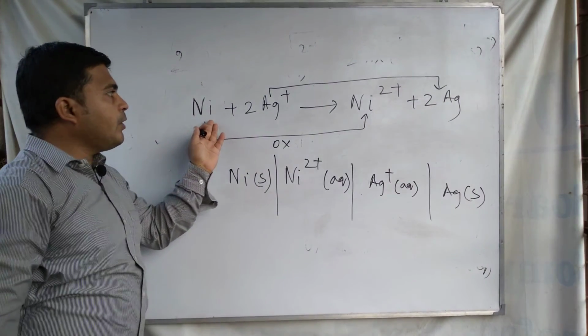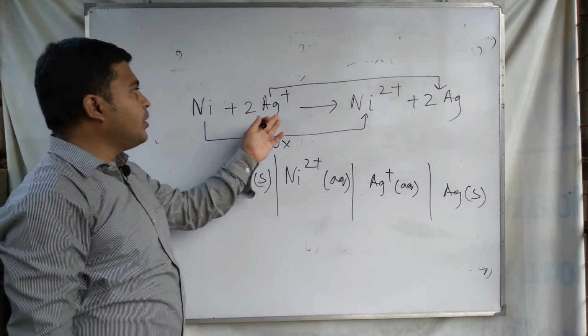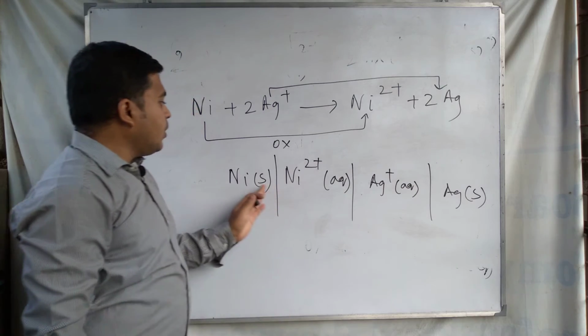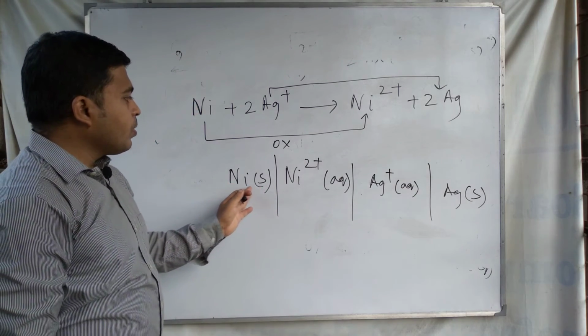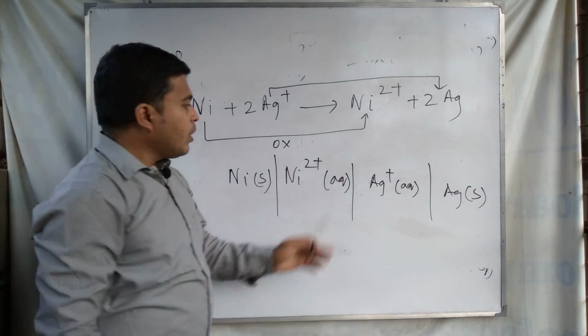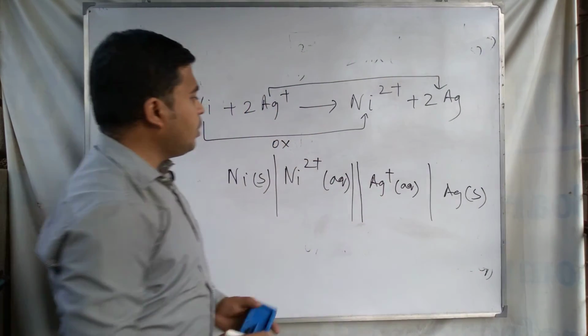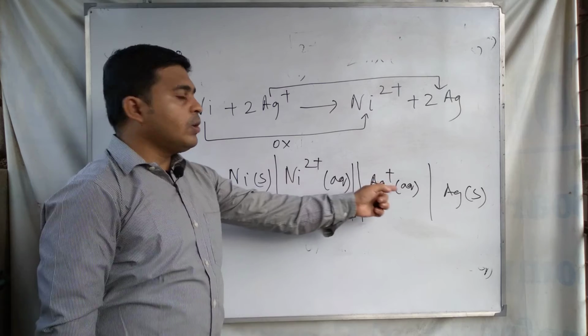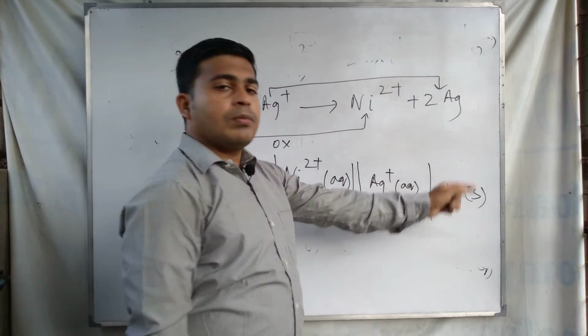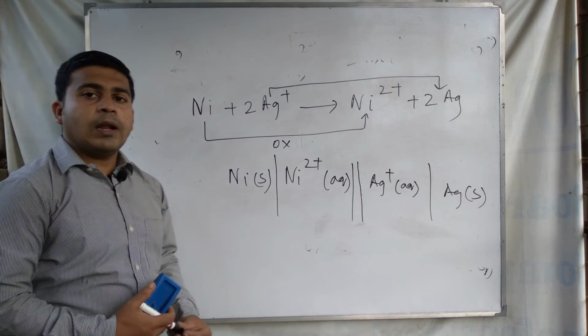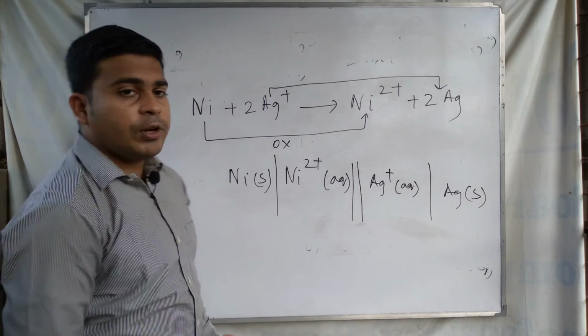Where this reaction is taking place, nickel plus 2 Ag plus to nickel 2 plus and 2 Ag. In this case the representation of the cell is like nickel to nickel 2 plus, and I am missing the salt bridge here, and after that silver plus and silver plus to silver. This is the representation of this galvanic cell or notation of this galvanic cell.